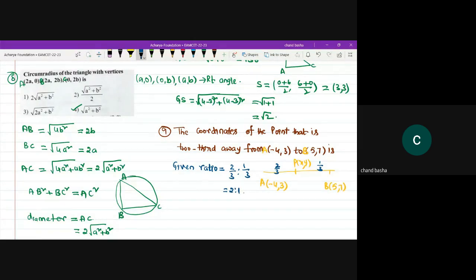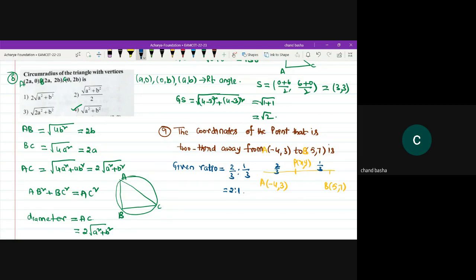2/3 away from A to B. So from A 2/3 to B, what ratio? That is 1/3. From A, it is 2/3. From B, it is 1/3. Just as we have calculated, your ratio will be given as 2:1.